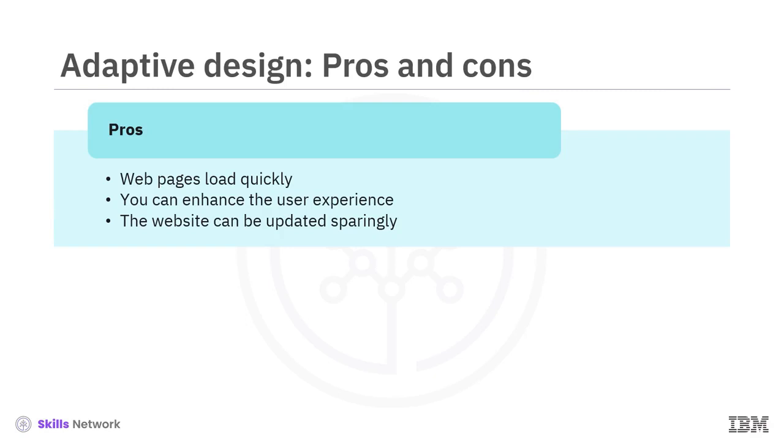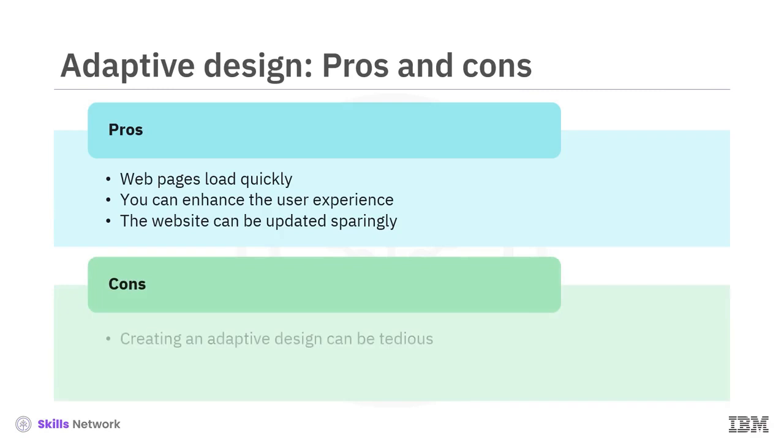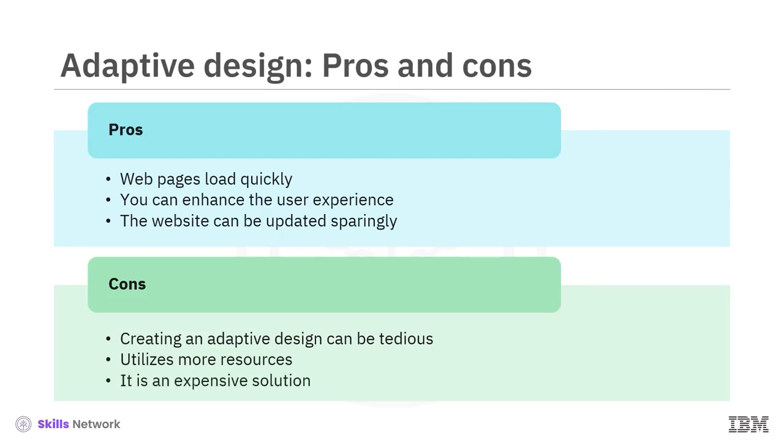You must create additional versions as more devices add to the list. Creating an adaptive design can be tedious if you consider the number of versions you would have to produce considering the number of gadgets people use nowadays. You will have to utilize more resources because of all the effort it demands, making it an expensive solution. The adaptive design is not the right solution if you have a limited budget.